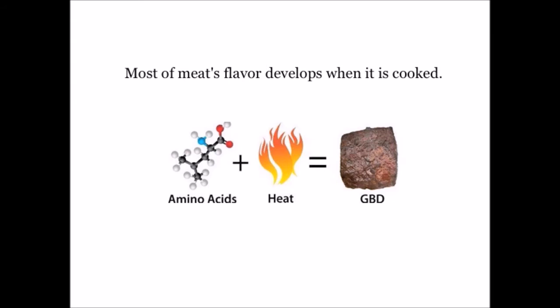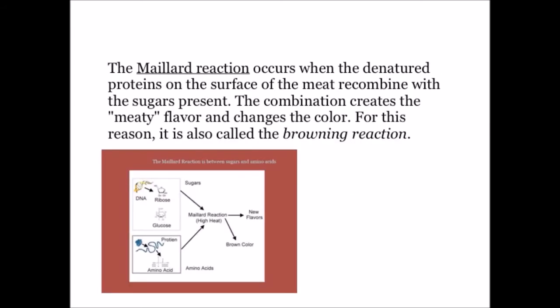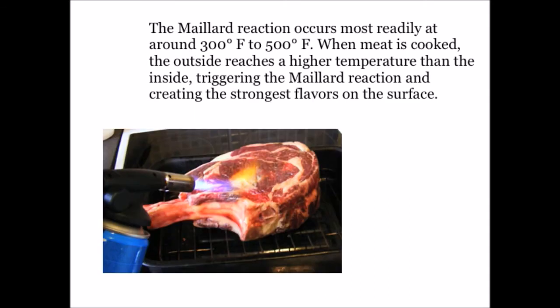Most of meat's flavors develop when it's cooked. The Maillard reaction occurs when the denatured proteins of the surface of the meat recombine with the sugars present. The combination creates the meaty flavor and changes the color. For this reason, it is also called the browning reaction.